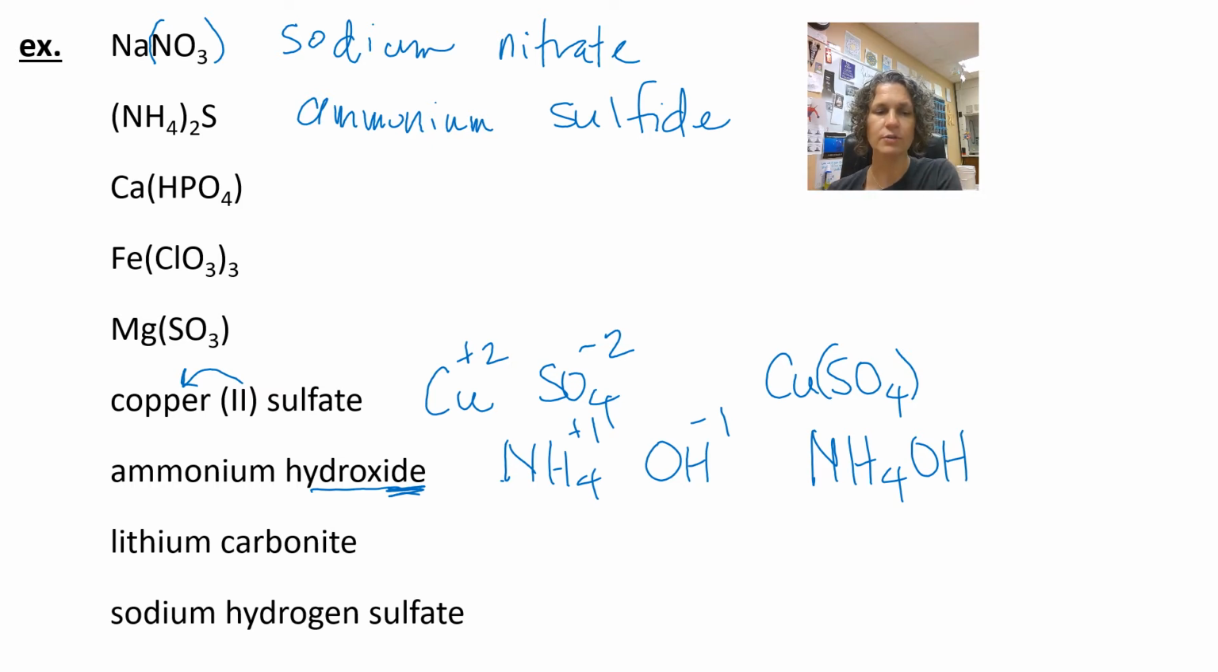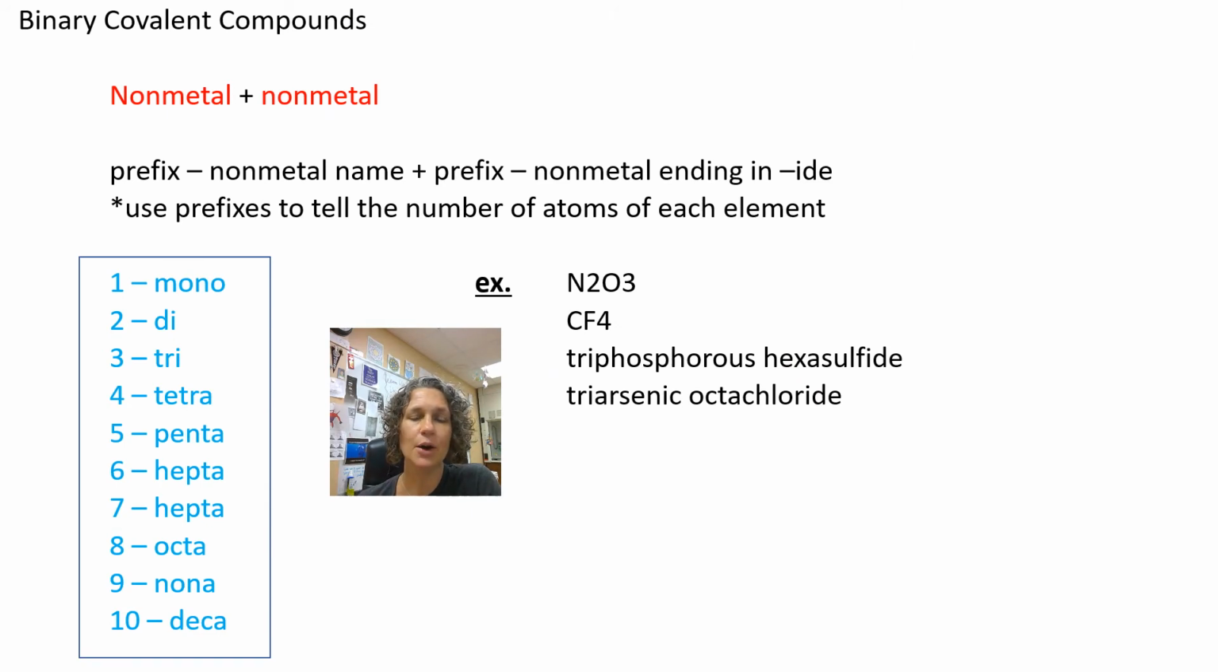Just write the formula like the name is written. Okay, now here are, good grief, I'm sorry, I messed up and didn't put my little subscripts in here. So that's a little 2, and that's a little 3, that's a little 4. All right, so now binary covalent compounds.